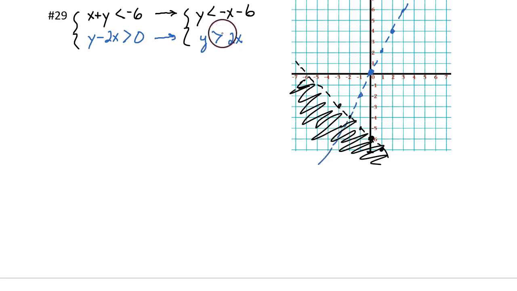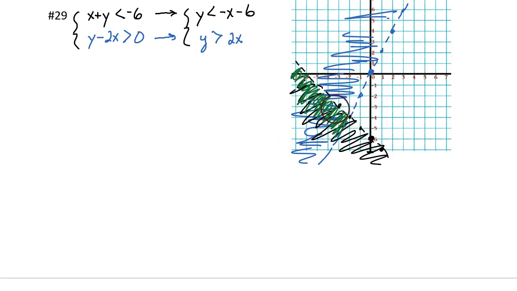We have a greater than symbol, so the answers are above the boundary. Now take the pencil and darken in the overlapped region really well. We're coloring in under the black line and above the blue line.